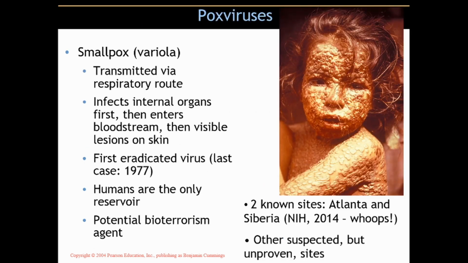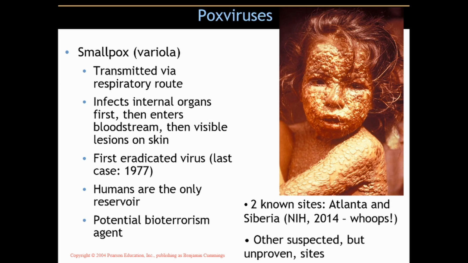Smallpox, we're going to look at poxviruses. Smallpox, also known as variola, no longer with us. It was the first eradicated virus. The last case was in 1977, the last natural case, a woman in Somalia. She was the last case of naturally acquired smallpox. A year later, a British researcher contracted it in a lab. He unfortunately died from it in 1978. WHO declared it eliminated from the human race in 1980. So this was the first and only, thus far, eradicated virus.